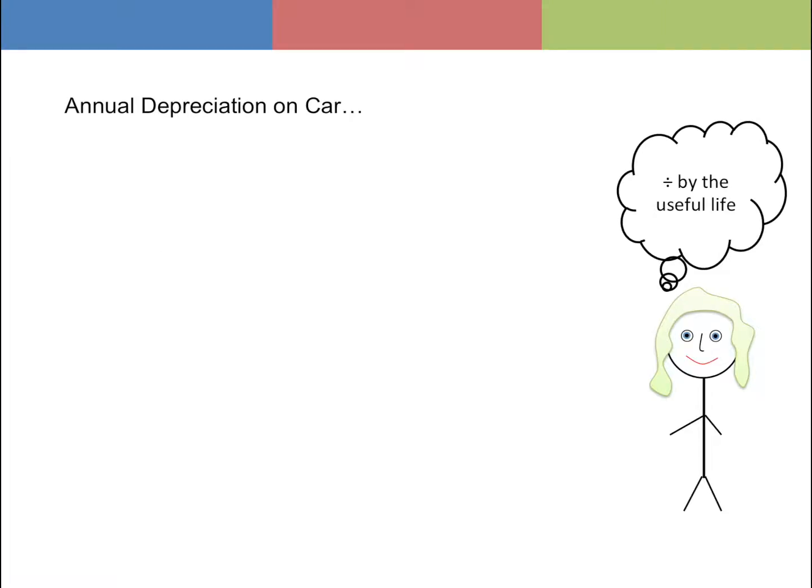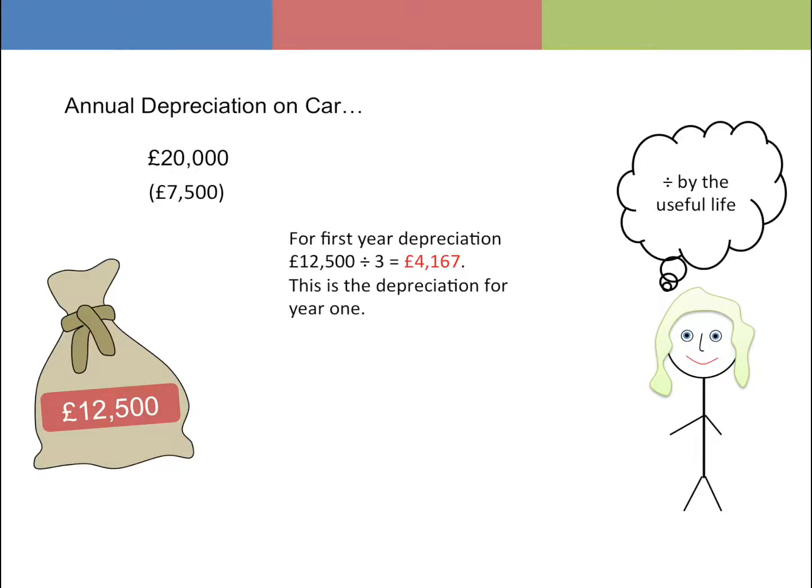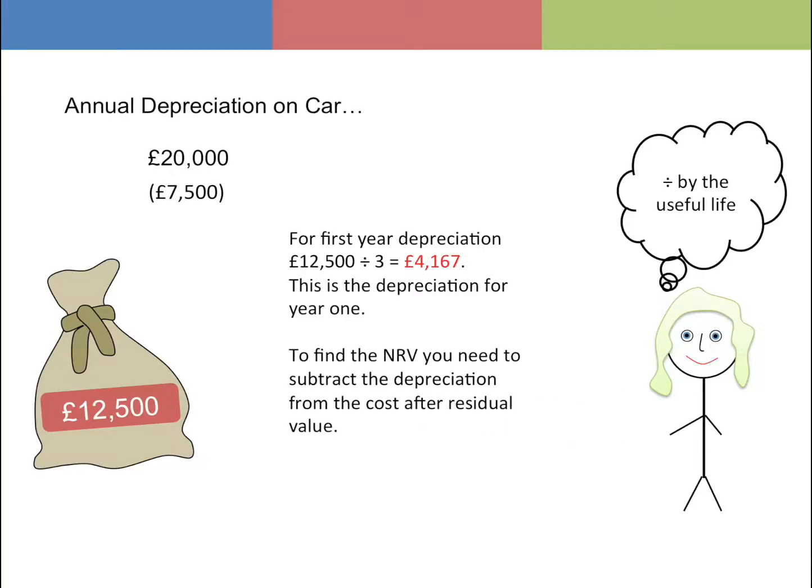To work out the annual depreciation on the car for the first year, you take the cost, which is £20,000, and minus the residual value, which is £7,500. This leaves you with £12,500. You then take the £12,500 and divide this by the useful life of 3 years, and this results in a depreciation of £4,167 for the first year. To find out the NRV, you need to subtract the depreciation from the cost after residual value. This gives you a total of £8,333.